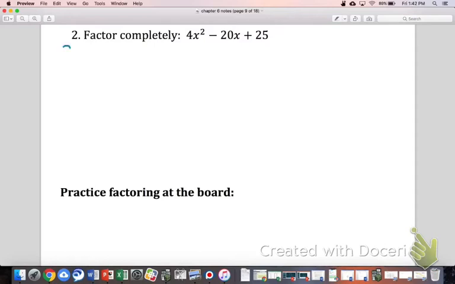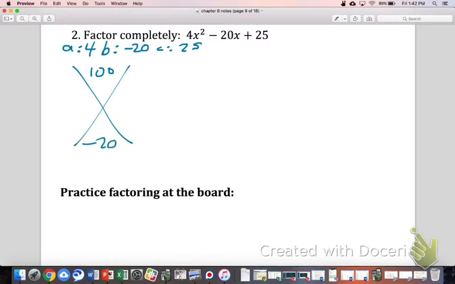We need to identify our A. And what's our A? 4. Thank you. And what is our B? Negative 20. And finally, our C is? So in the magic X, the number that goes in the top is always A times C, so that would be 100. The number that goes in the bottom is negative 20. It's always the B.